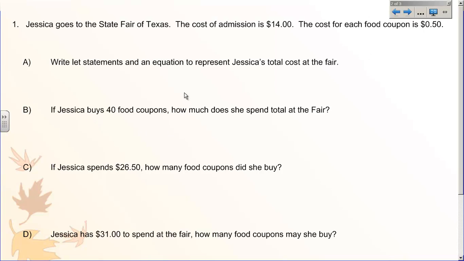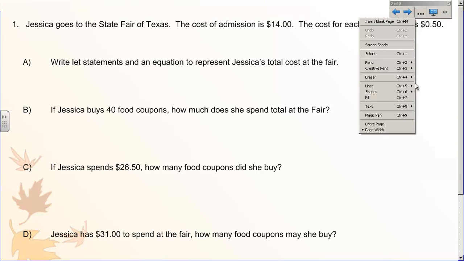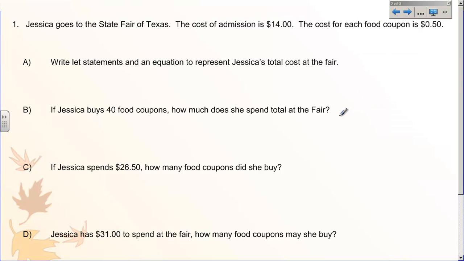So your first one, Jessica's going to go to the state fair. The cost of admission, because she didn't get her free ticket from school, is $14, and the cost for each food coupon is 50 cents. Part A, write let statements and then an equation to represent Jessica's total cost at the fair.